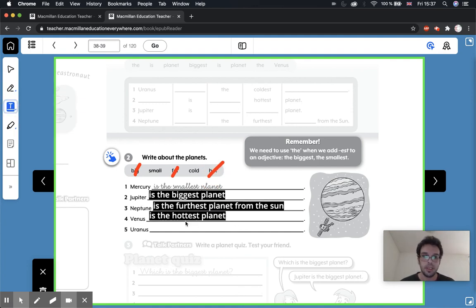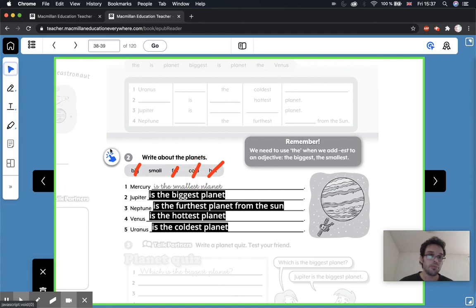Okay? And that leaves 1 adjective, which is cold. Frío. And there's only 1 planet left, which is Uranus. Let's make the phrase. Uranus is the coldest planet. Okay?